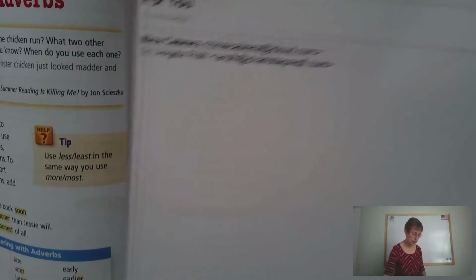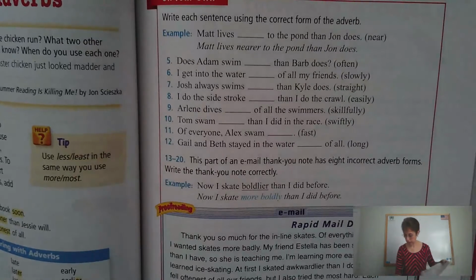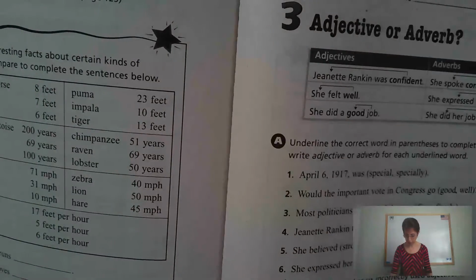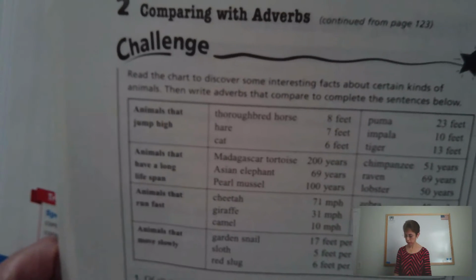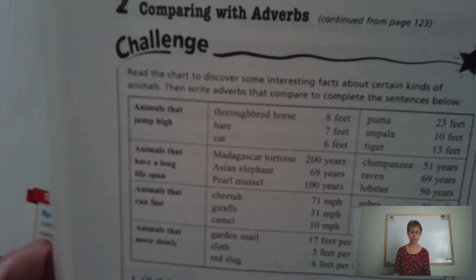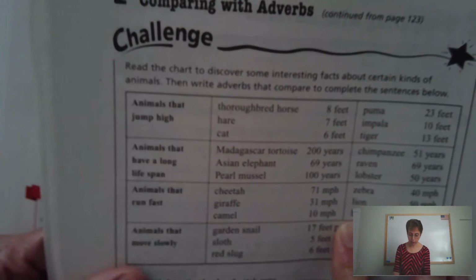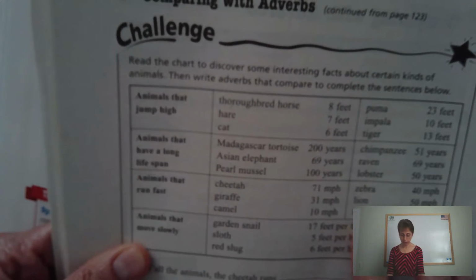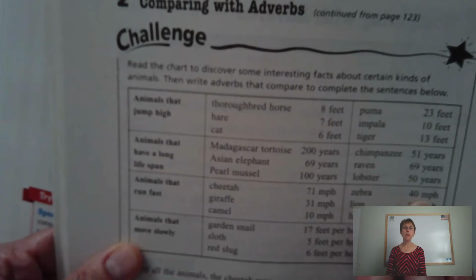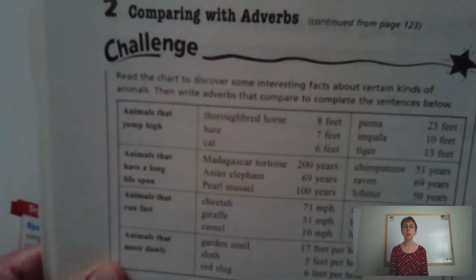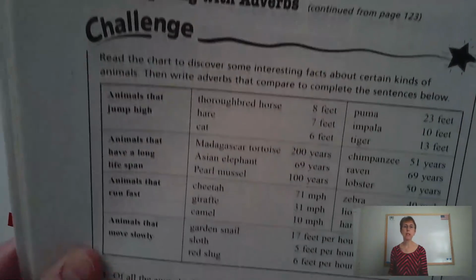All right, so now today what I need you to work on is page 124 in your workbook, page 124, comparing with adverbs. Read the chart to discover some interesting facts about certain kinds of animals. Then write adverbs that compare to complete the sentences below.